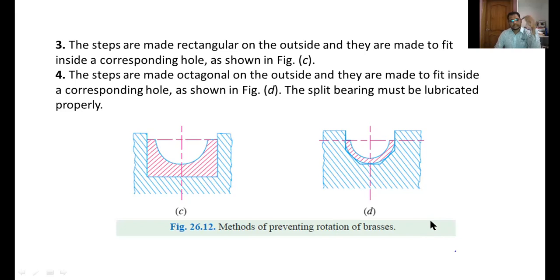Okay friends, in the next class, I will explain about the different types of rolling contact bearings and ball bearings.